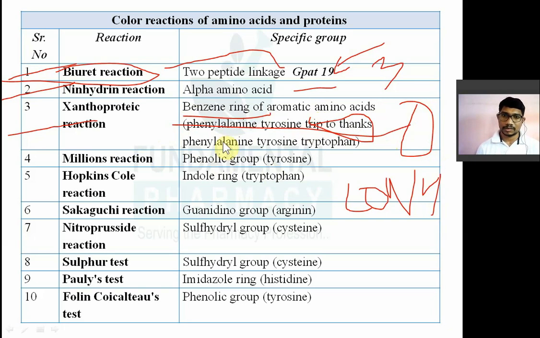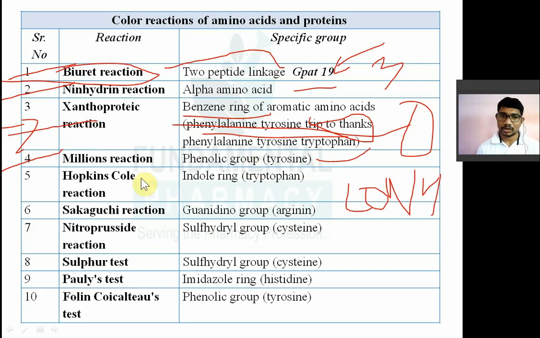Now next one is known as the Hopkins-Cole reaction. This is again very important. This Hopkins-Cole reaction is given positive by the indole ring, which is present in tryptophan. So tryptophan will give you this test positive. Hopkins-Cole reaction. इसके ऊपर भी GPAT में क्वेश्चन आता है.